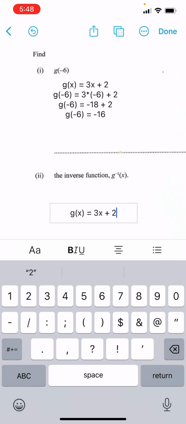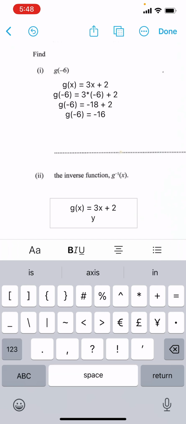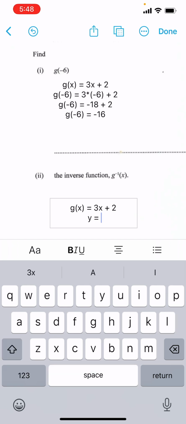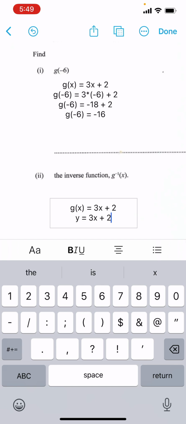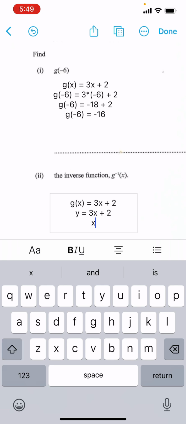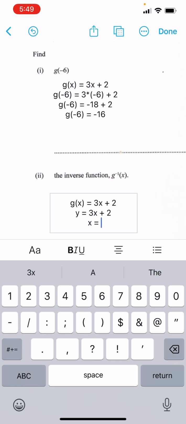Now, inverse function. This is how you solve it, right? I said before that g of x is on the y-axis and x is on the x-axis. They're both variables. So what we're going to do here is we're going to make g of x equal to y, right? g of x is equal to y. And we're going to interchange x and y. So we're going to put x where y is, and we're going to put y where x is. We're going to interchange them.